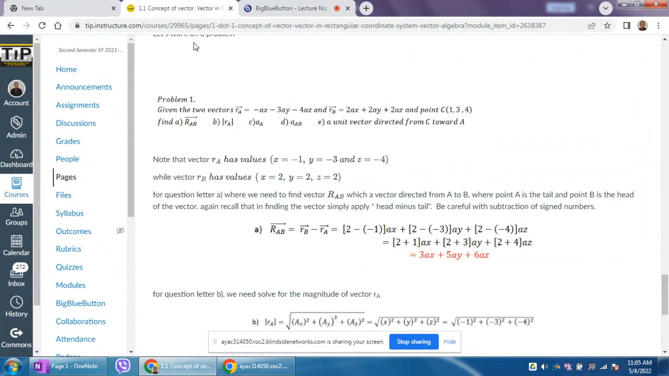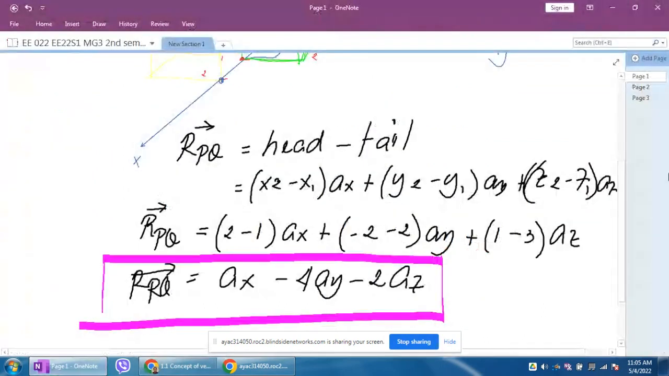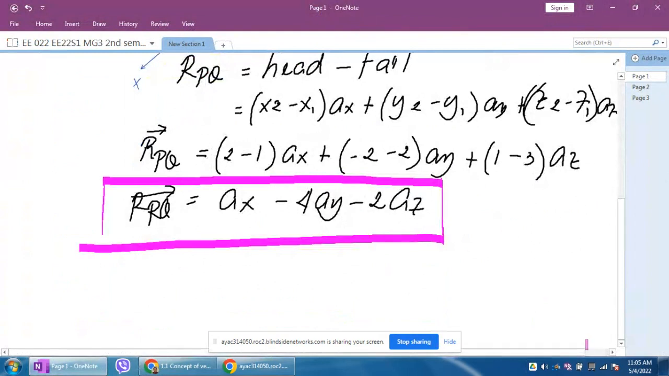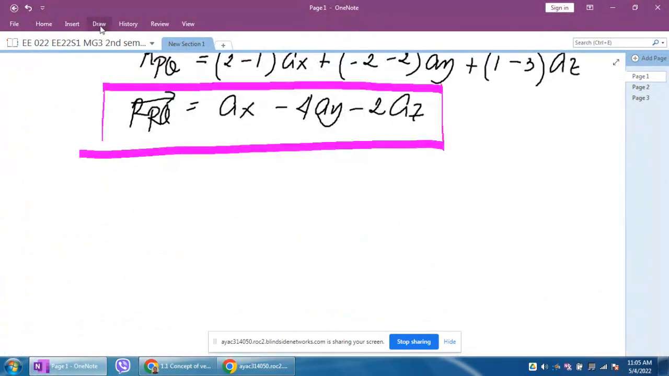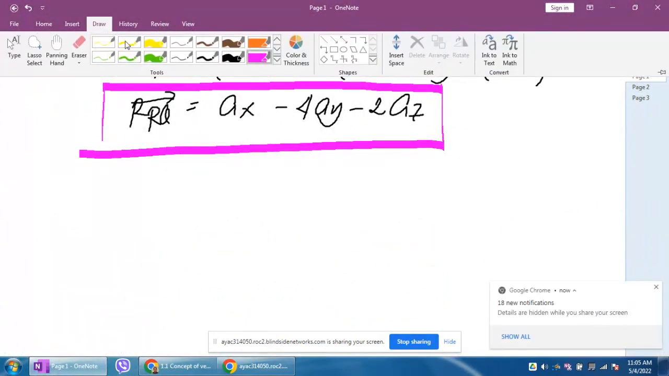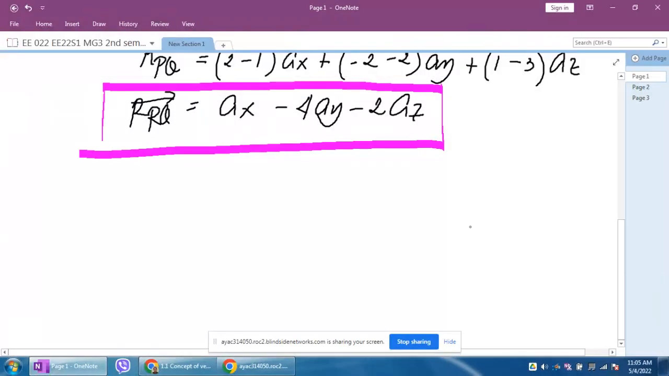Okay. So punta po ako sa whiteboard. Meron pa po akong space dito. Sige po. Let's have example number 1. Example number 1. So, sulat ko lang po yung given dito, no?